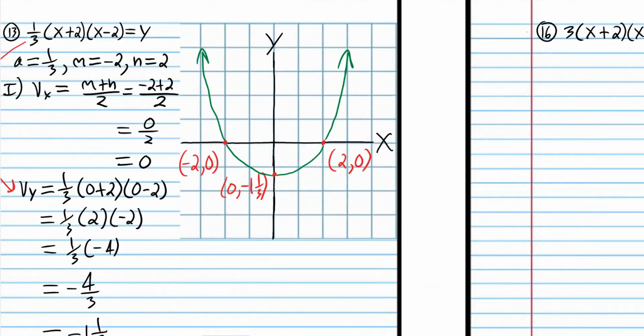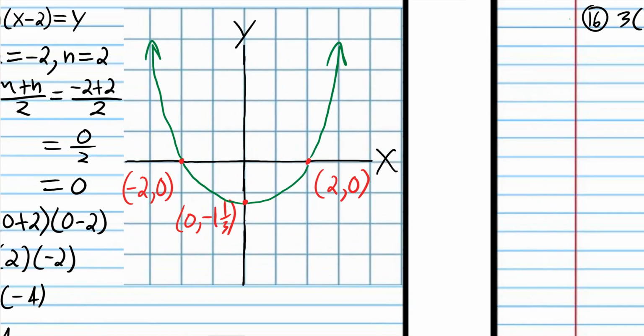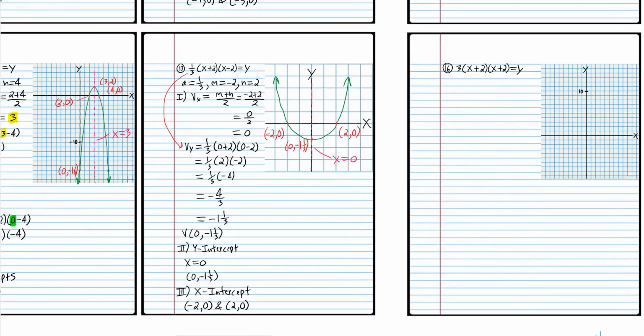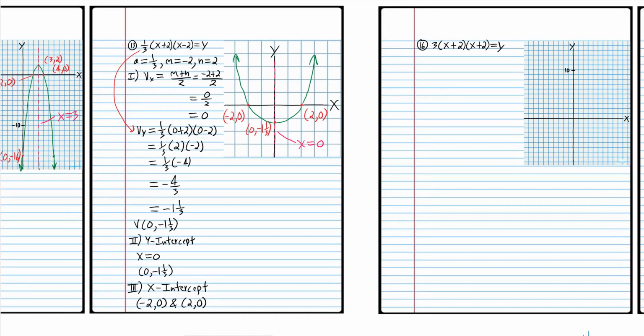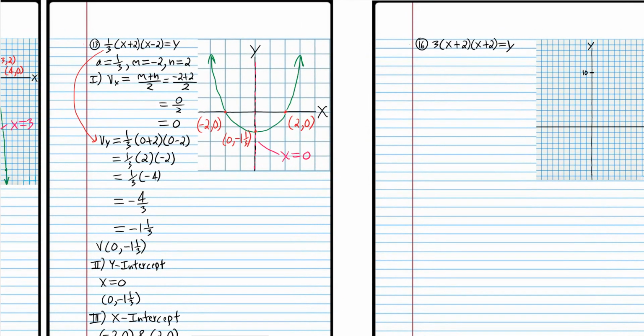Okay, so now let's draw the line of symmetry, which is going to be right on the y-axis. And we have x is equal to 0. That's the equation of the line of symmetry. Okay, so that was a special case where the actual vertex happened to be the y-intercept.